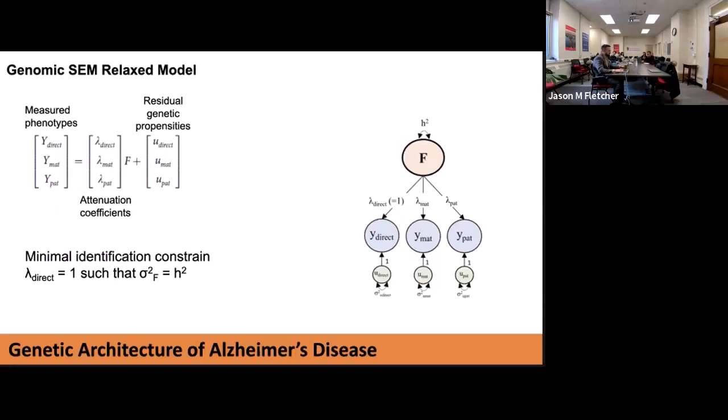We impose a minimal identification constraint that the attenuation coefficient for the direct GWAS is 1, such that this latent factor takes on the scale of the direct GWAS, and the variance of the latent factor can be interpreted as an unbiased estimate of the SNP-based heritability. We derive meta-analytic summary statistics for this factor. We then incorporate individual variants in the model to estimate their effect on this broad factor of genetic risk for Alzheimer's disease.